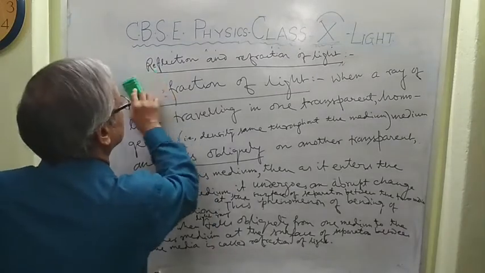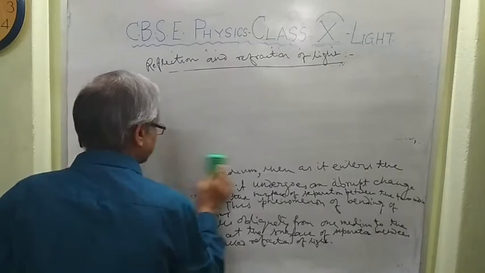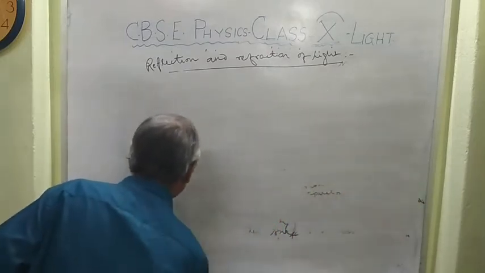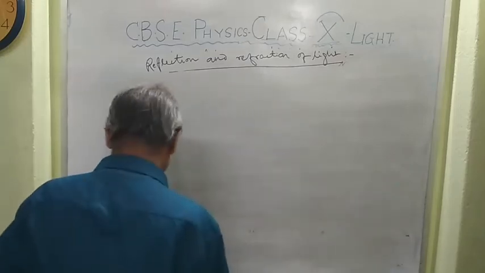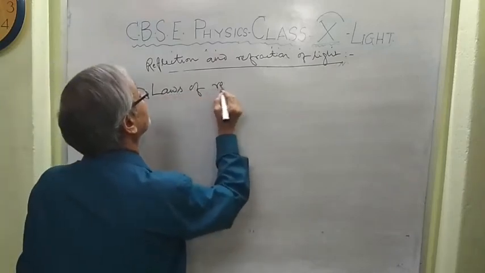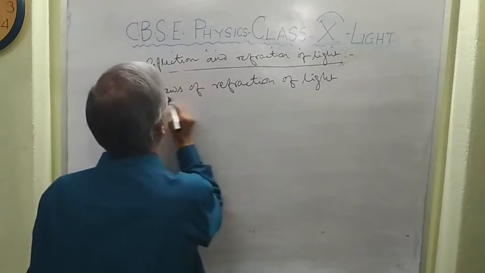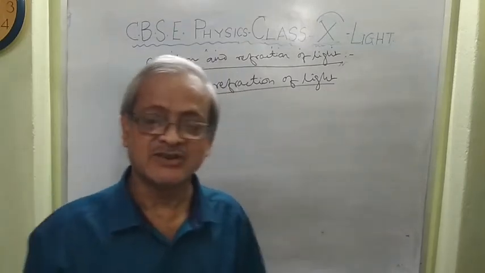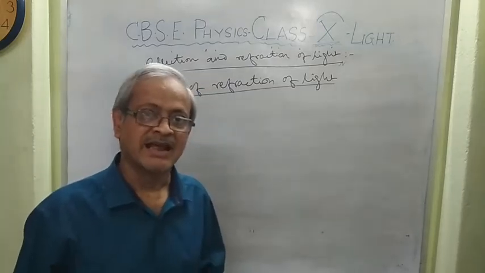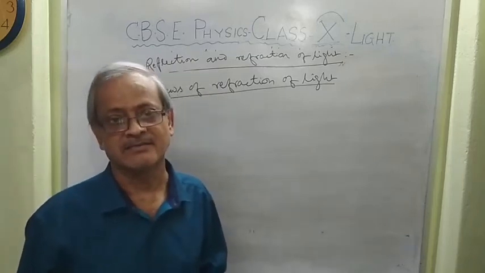Now, we know about the two laws which are already discussed in the previous lectures. Now we see the laws of refraction of light. Law one, you know it, hence it is not discussed here, it is already given. Law one is: the incident ray, refracted ray, and the normal at the point of incidence on the refracting surface all lie in the same plane. Repeat again.